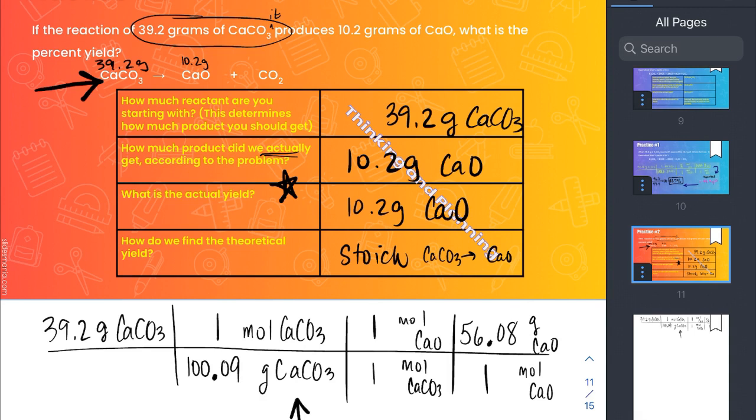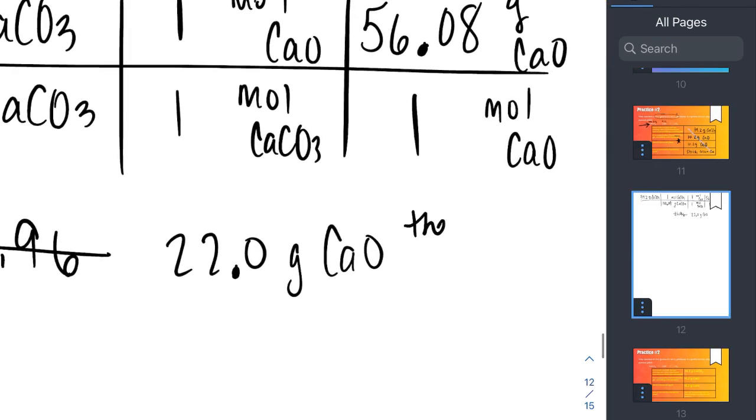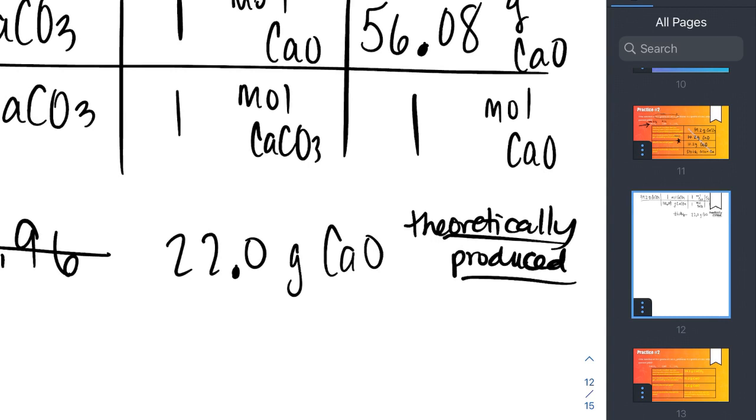All right, our final step is going to be to multiply across the top and divide by the bottom. 39.2 times 56.08 divided by 100.09. We get an answer of 21.96. I'm going to round that up to 22.0. 22.0 grams of CaO. Now I'm going to specifically say theoretically produced. Is that how much we actually got? Don't know. Well, we do, but it's theoretically how much should get produced.